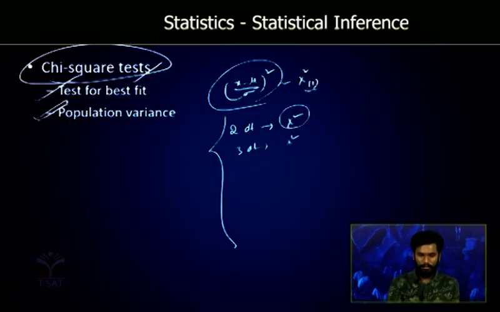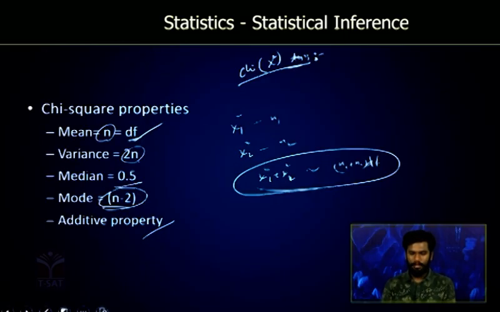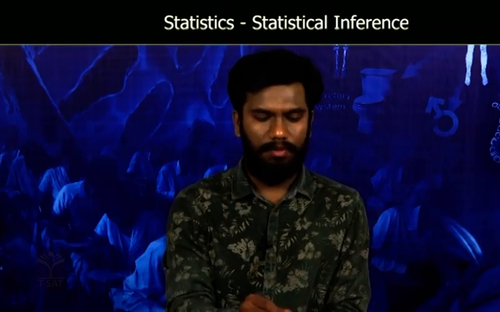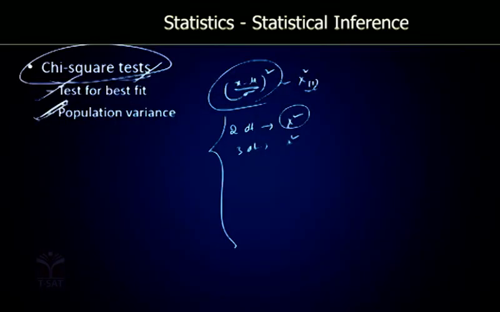Now, these are chi-square tests; we are testing based on that distribution. That is the chi-square distribution property. So these are the chi-square distribution properties. Now the next test that is based on the chi-square is testing for the population variance.